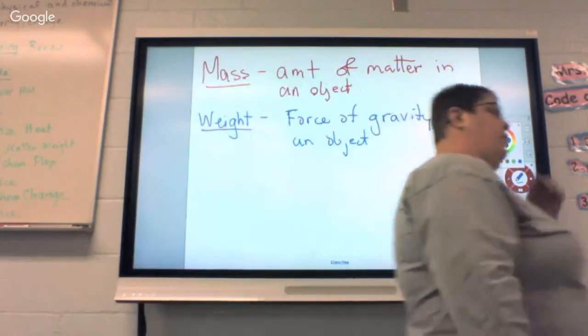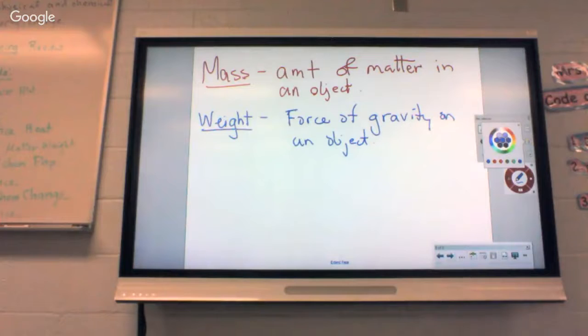Now, a lot of times people will define weight as the force of Earth's gravitational pull on an object. I don't like to use Earth's gravitational pull in the definition, because any object has weight because of any gravitational pull. At the moment, y'all are sitting in a desk. The desk has a gravitational pull.